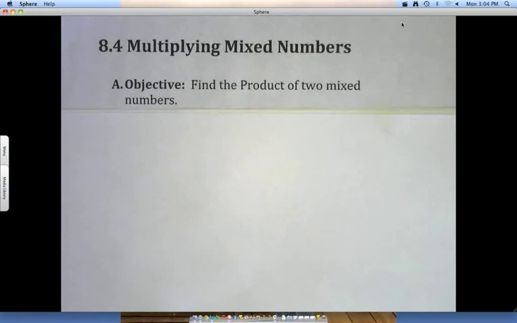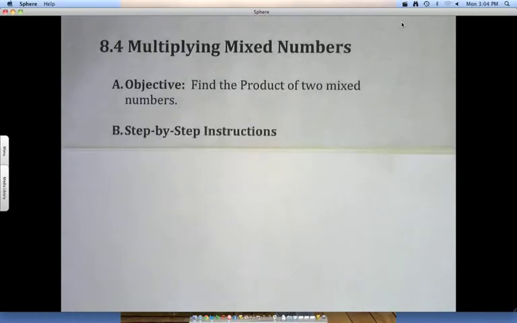Today's objective is to find the product of two mixed numbers. And as you recall, product is the vocabulary term for the answer to a multiplication problem. The only difference between yesterday's lesson on finding the product of fractions and today's lesson is that you are now working with mixed numbers.